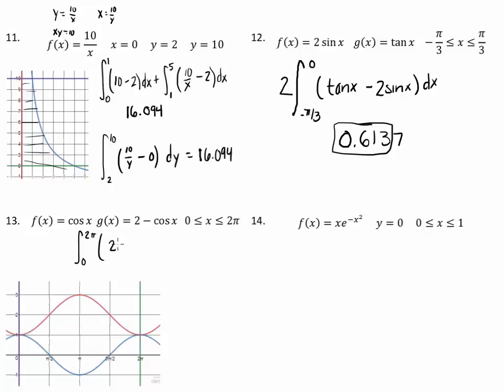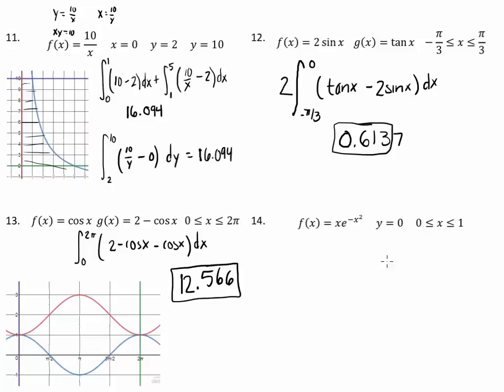So 2 minus cosine x minus the bottom, which is also cosine x, and dx. And type that into your calculator. You can simplify this if you want to 2 minus 2 cosine x. It might make it easier to type in. But you get 12.5663. So that would be my answer right there.